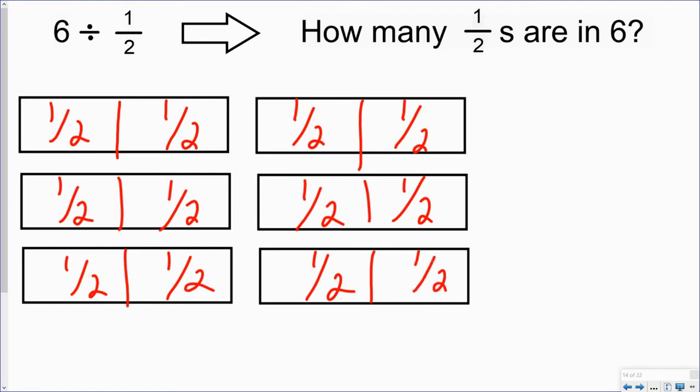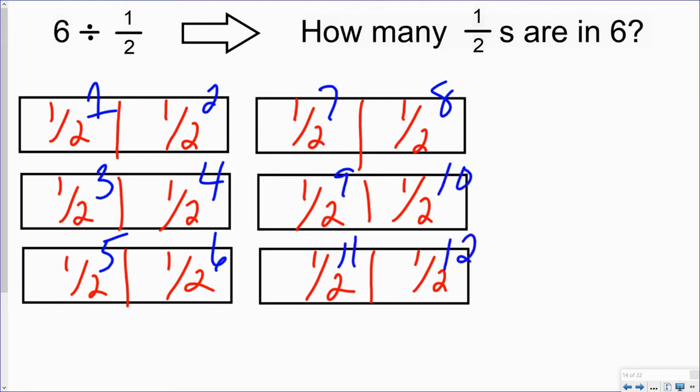So now we just need to count how many halves we have. So here's 1, 2, 3, 4, 5, 6, 7, 8, 9, 10, 11, and 12. So we know that 6 divided by 1/2 equals 12.